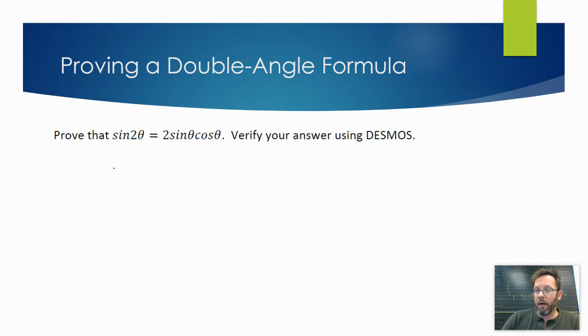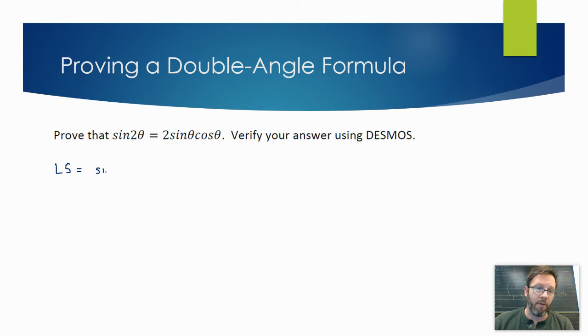If you're watching this lesson, you would have done the video assignment for this unit, where you had to prove a double angle formula. Maybe the one you proved was that sine 2 theta is equal to 2 sine theta cos theta. We're going to prove this one by taking the left-hand side and making it look like the right-hand side.